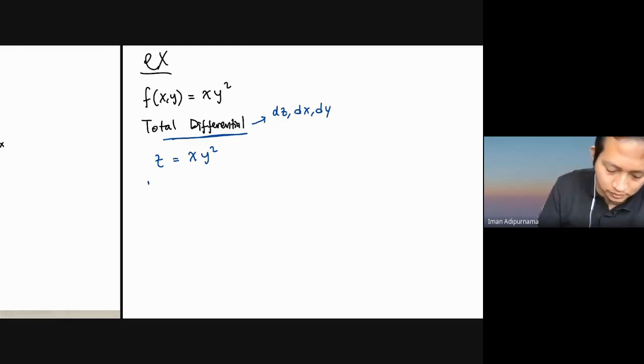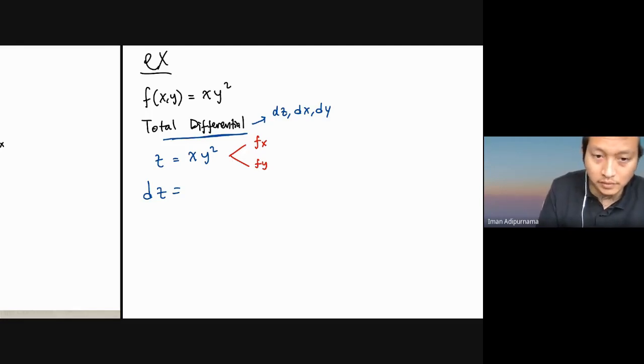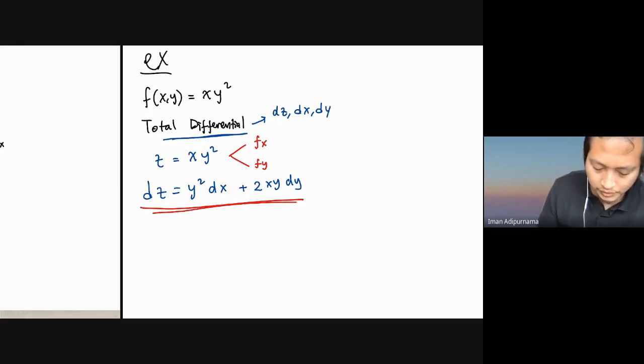So we can write dz becomes, we differentiate with partial x and partial y, and then combine them together into one equation. So partial x becomes just y squared, right? And then dx. And then plus, we use the partial y. We have 2xy dy. And this will be our differential equation.